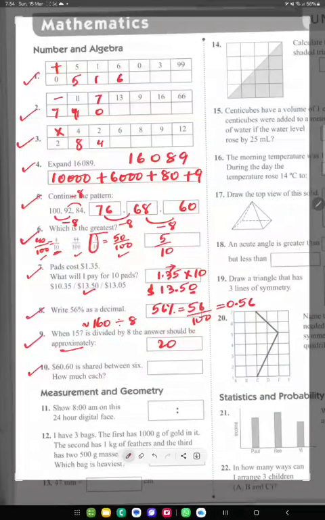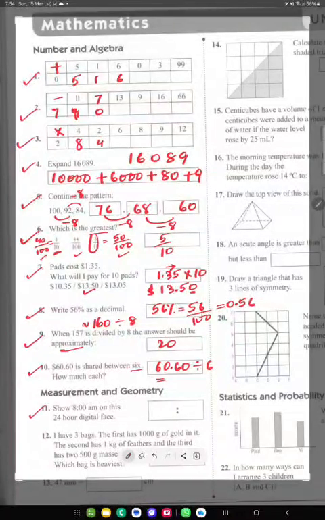Let's look at question 10. $60.60 is shared between 6 people. How much is each? So it's 60.60 divided by 6. You can divide it and check. Short division will also help. This one is on you.